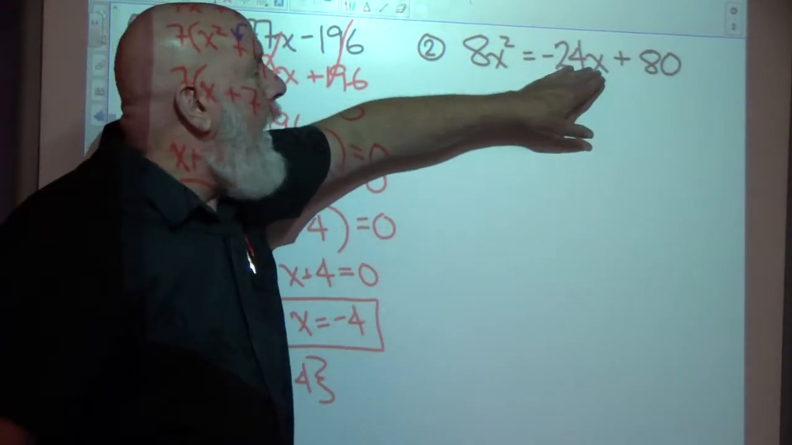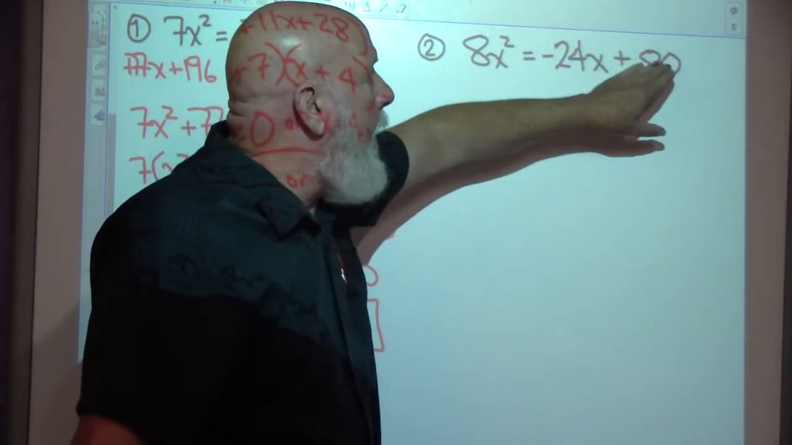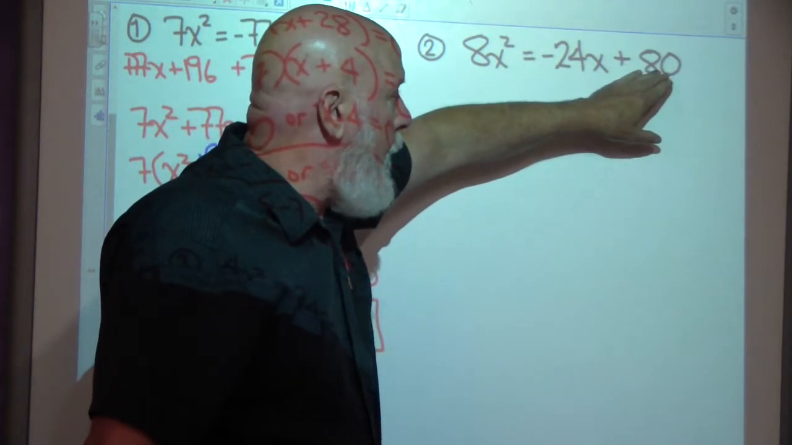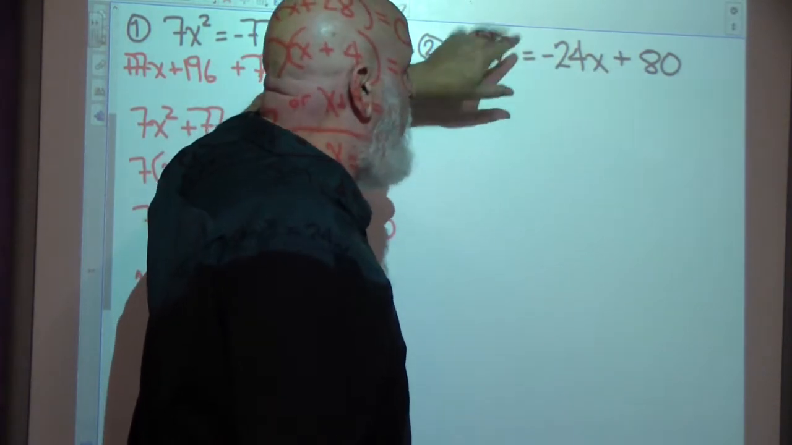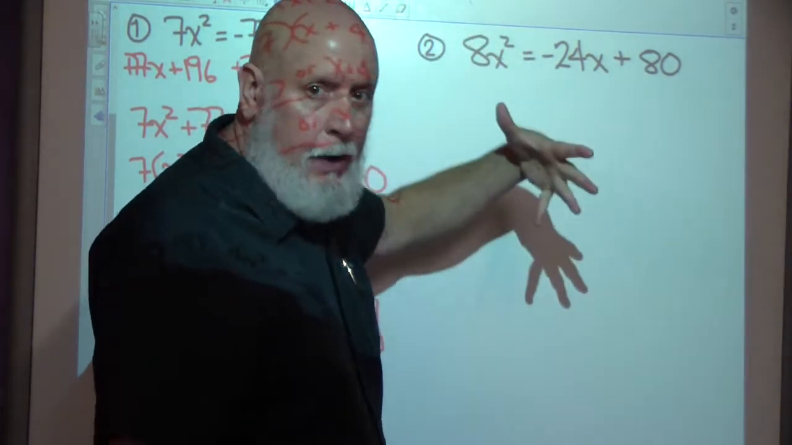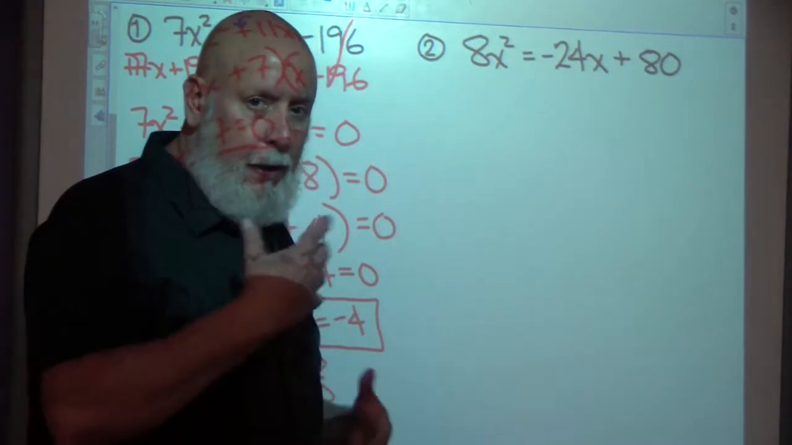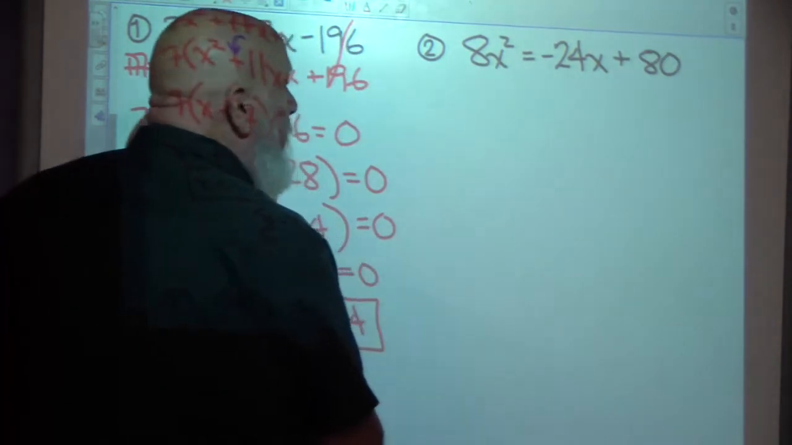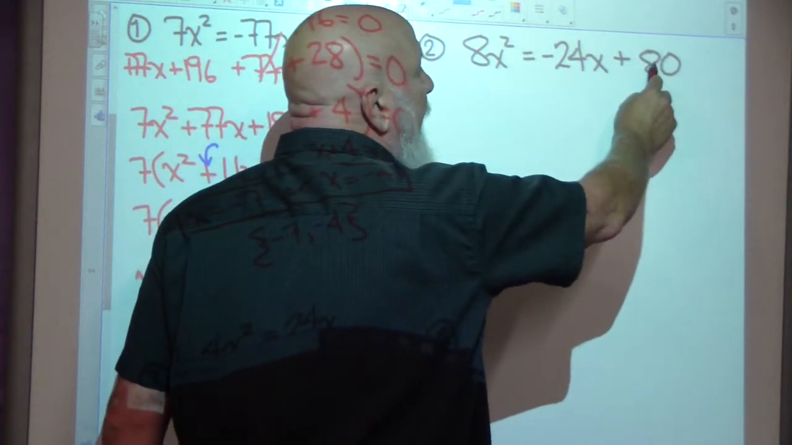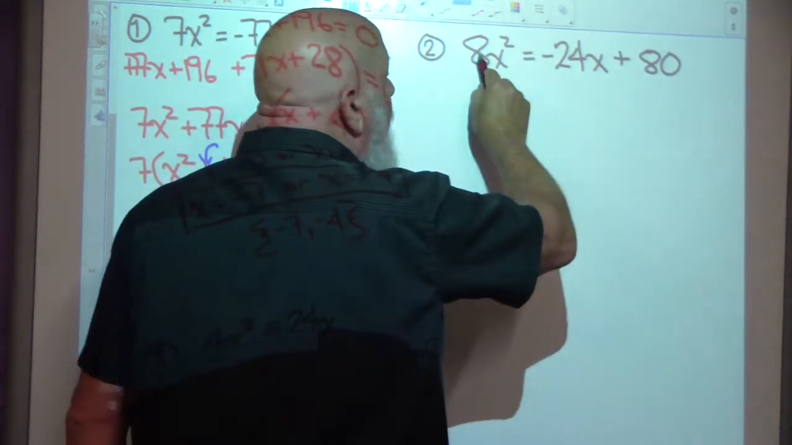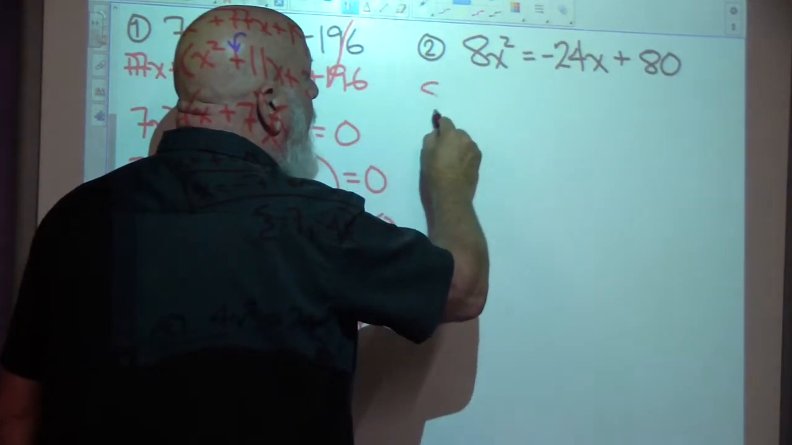Okay, I want to add 24x to both sides and subtract 80 from both sides to set this equation equal to 0. It's quadratic, so I want to set it equal to 0, factor, and use the zero product property. That's the idea. So I'm going to do this one in my head. I'm going to add 24x to both sides and subtract 80 from both sides. And on this side, it'll look like this. 8x squared.